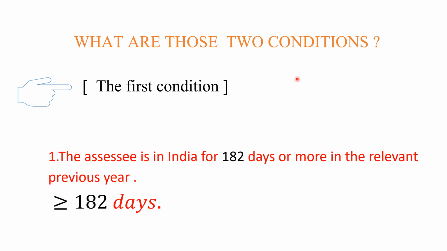Now we will talk about what these two conditions are. The first condition says that the assessee is in India for 182 days or more in the relevant previous year. In that previous year, the assessee is supposed to be in India for a minimum of 182 days. It can be more than 182 days, no worry.